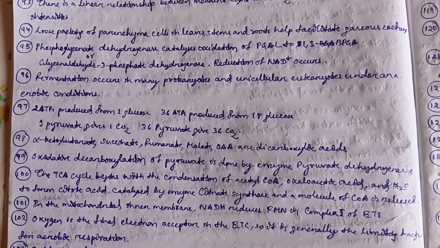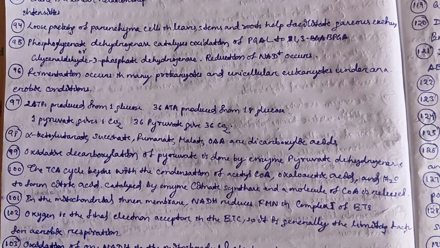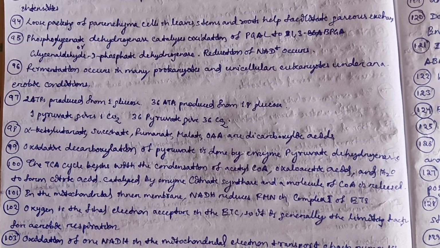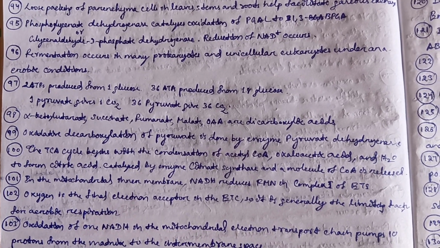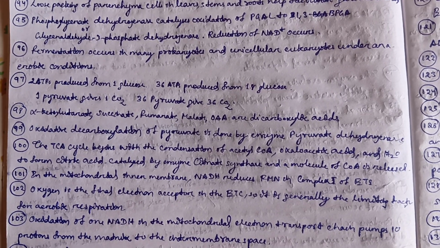Alpha ketoglutarate, succinate, fumarate, malate, and oxaloacetate are all dicarboxylic acids. Oxidative decarboxylation of pyruvate is done by the enzyme pyruvate dehydrogenase.